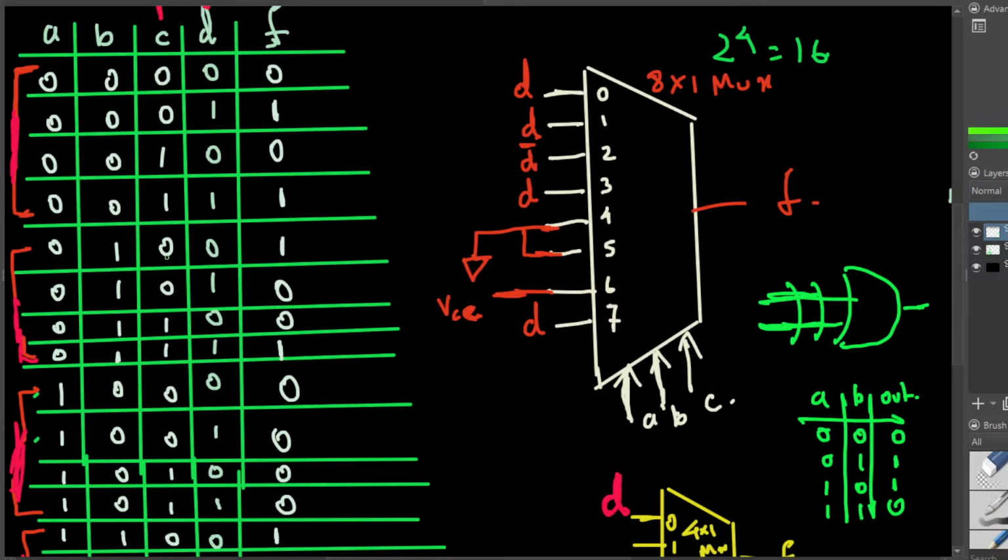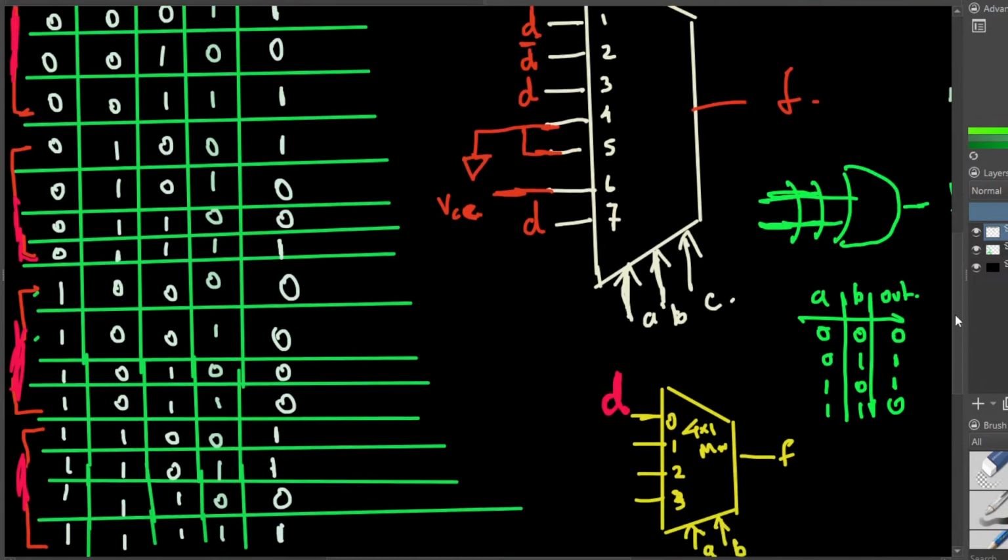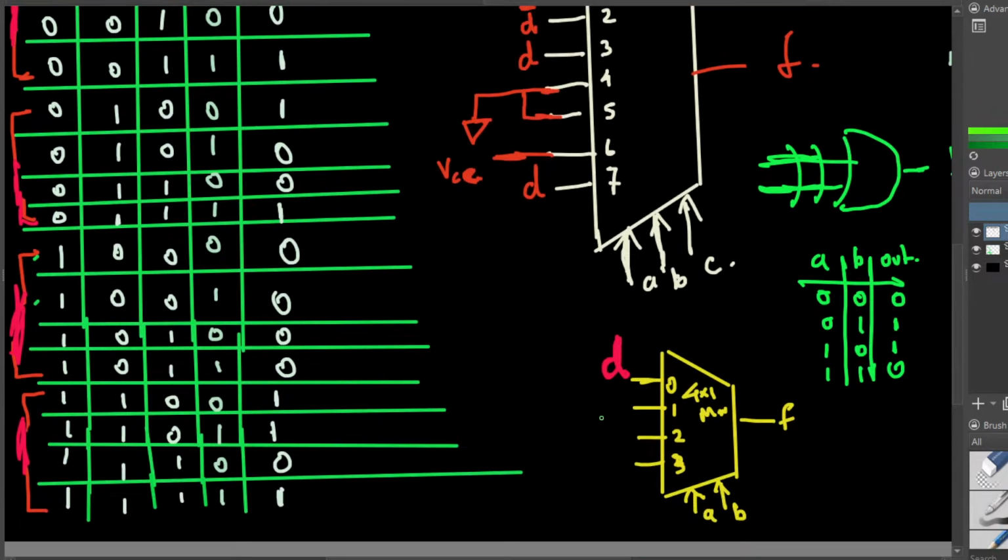Now let's compare this. 0 0, we have 1. That is opposite to this. When we have 0 1, we have 1 here, but here is 0, opposite to that. When we have 1 0, here we are getting 0. Here it's opposite to that. When we have 1 1, we are getting a 0. That's opposite to that. So what we are going to have is XNOR gate, because XOR gate is this. XNOR gate is the opposite of this. So here we have to just connect an XNOR gate with this.